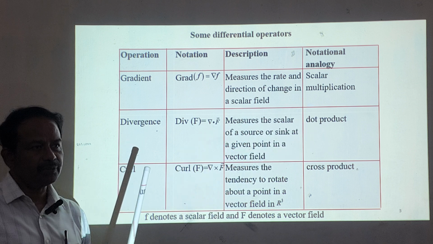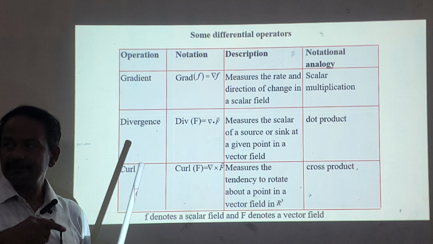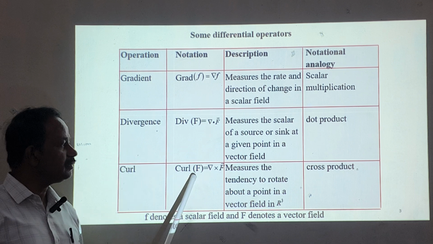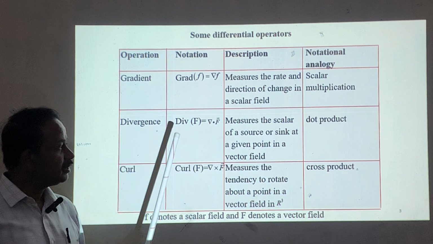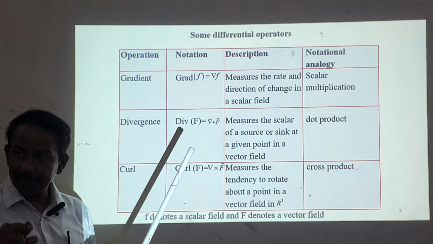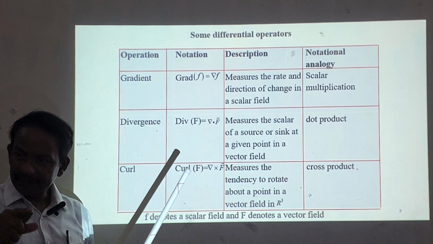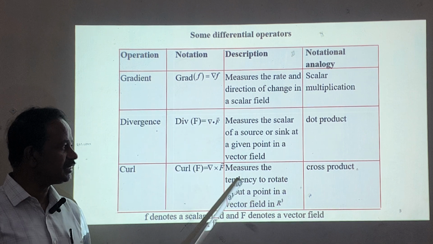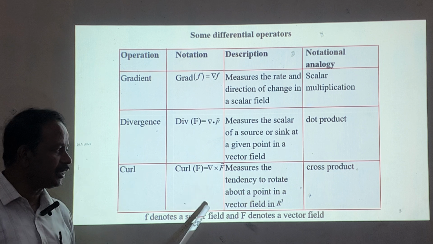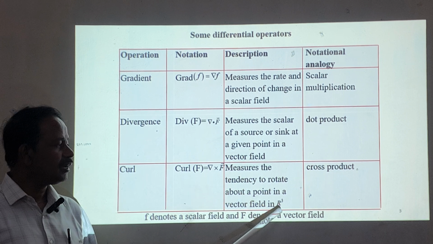Curl is something like this. You have a rotation or swirling, so that's called a curl. Curl F is del cross F. Div F is nothing but del dot F. Curl F is nothing but del cross F. It measures the tendency to rotate about a point in a vector field in R cube space.